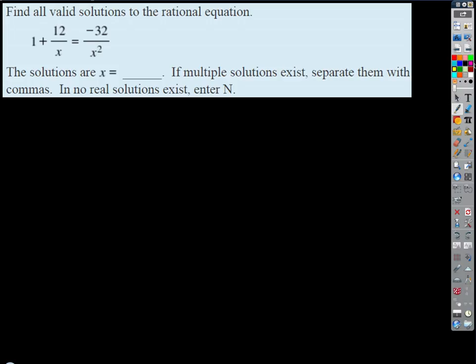So our denominators are, I've got a 1 on the bottom here, I've got an x there and an x squared there. So what's it going to be? X squared, right? Because I have to pick the smallest expression that includes the factor 1, x, and x squared. Well, that's x squared, right? Okay. So our LCD is x squared.